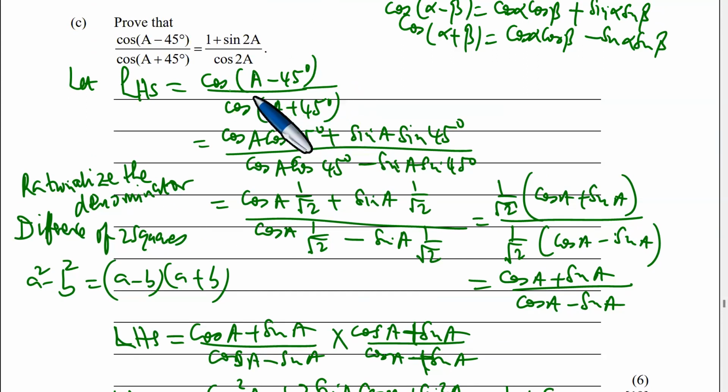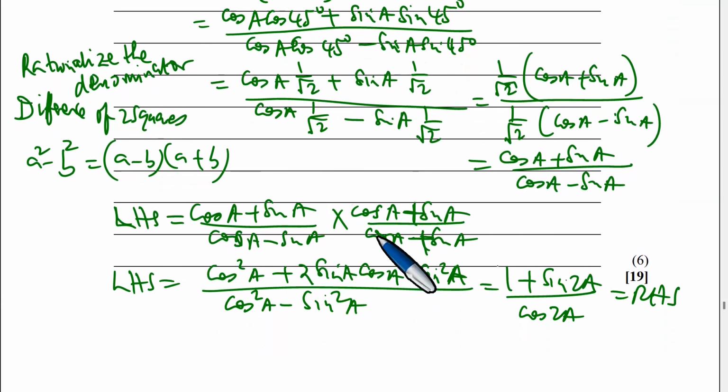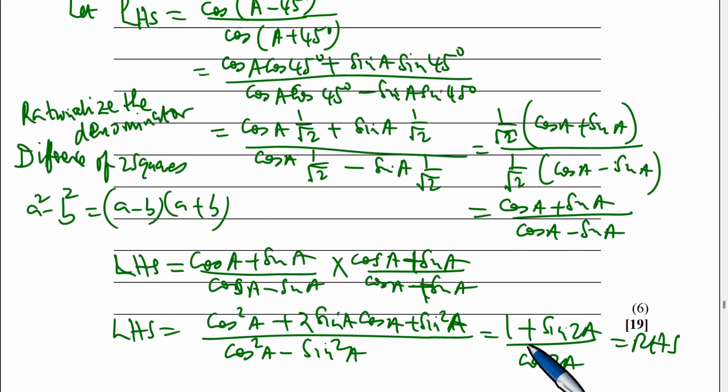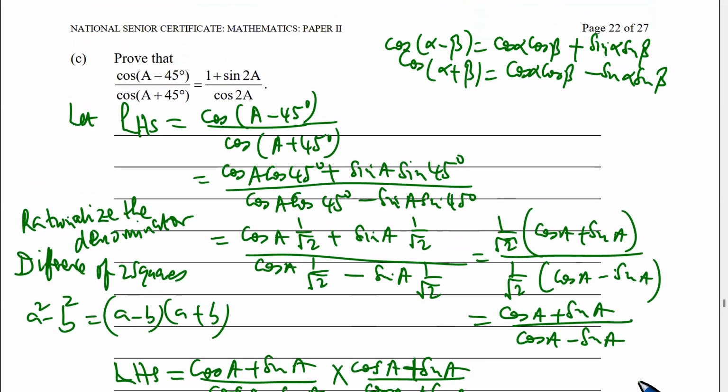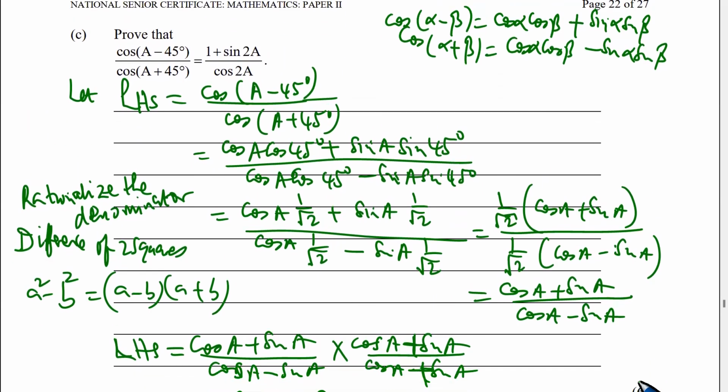Because the right-hand side of the expression is 1 plus sine 2a over cosine 2a. And we have proven that. Next.